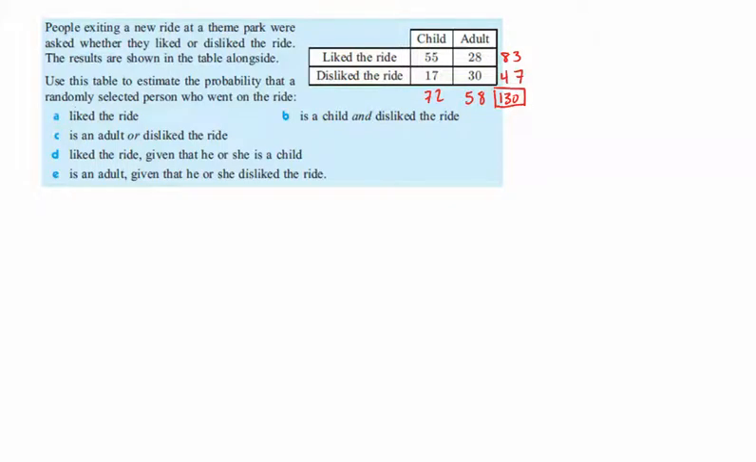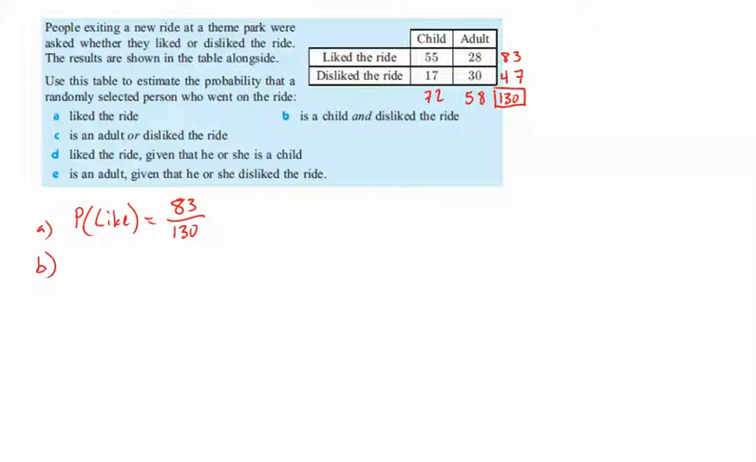Okay, so we're going to start with letter A. Who liked the ride? So what is the probability that any random person would like the ride? So we're looking at probability of like. Okay, so we know that probability is the number of desired outcomes over the total number of outcomes. So the number that liked the ride was a total of 83 people liked the ride, and the total number of people surveyed was 130, and so therefore you now have letter A. The probability of people that liked the ride was 83 over 130.